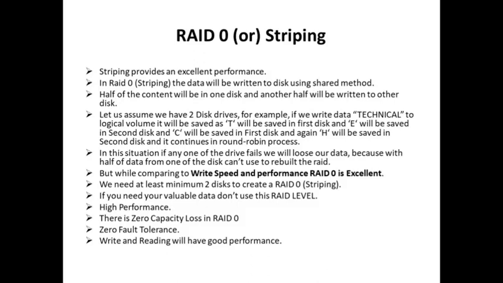For example, if we write the data "technical" to a logical volume, it will be saved in this manner: T will be saved in the first disk and E will be saved in the second disk. C will be saved in the first disk and H will be saved in the second disk, and this is how it will continue in a round robin procedure. In this situation, if any one of the drives fails, we will lose our data, because half of the data from one of the disks can't be used to rebuild the entire RAID.